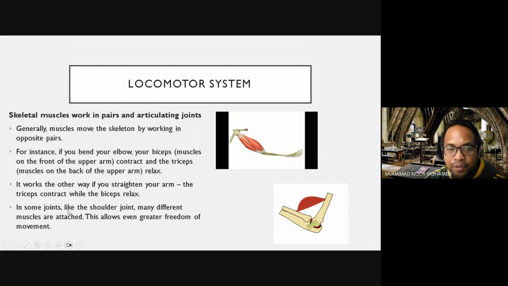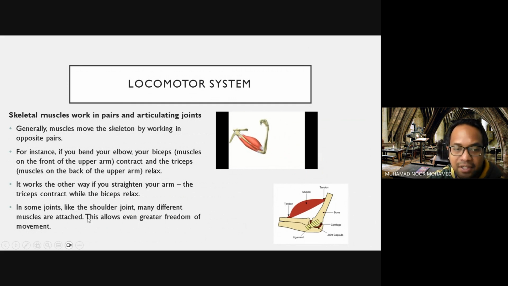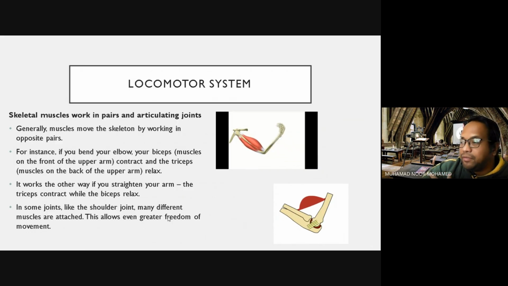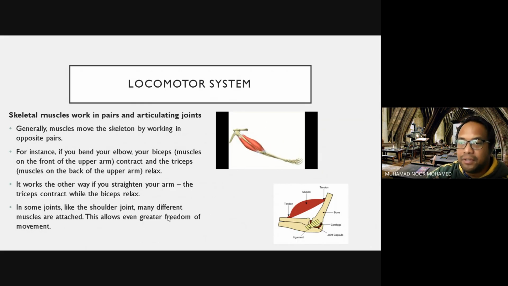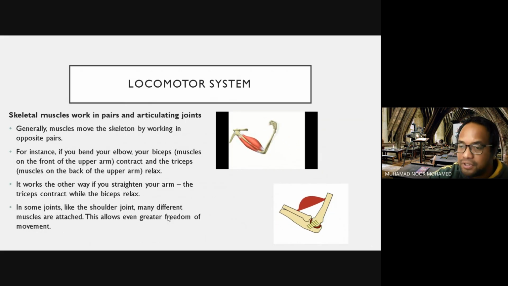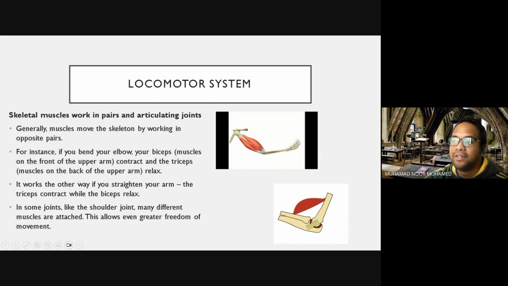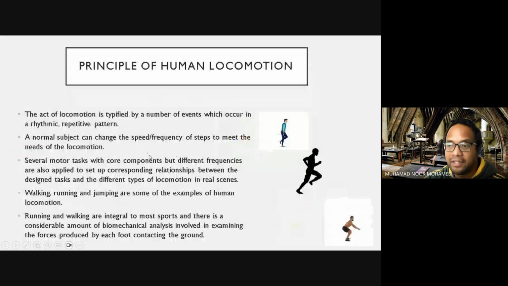And in some joint, like the shoulder joint, many different muscles are attached. This allow even greater freedom of movement. For example, muscle near the shoulder. So we have bicep attached there, tricep attaching to there, the deltoid attaching to there, the subscapularis attached to there. The pectoral is also attached to our shoulder girdle. More muscles, more stable, more movement, more power output. Okay, if we compare just by two muscles attaching to one another.